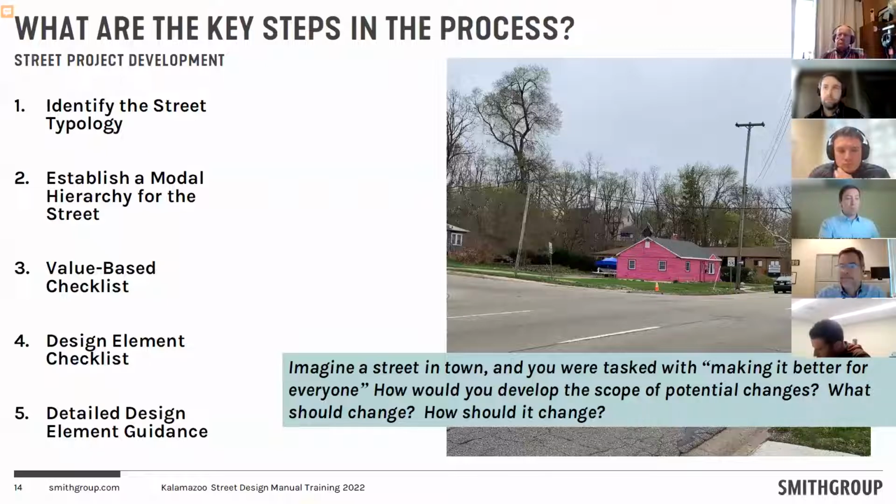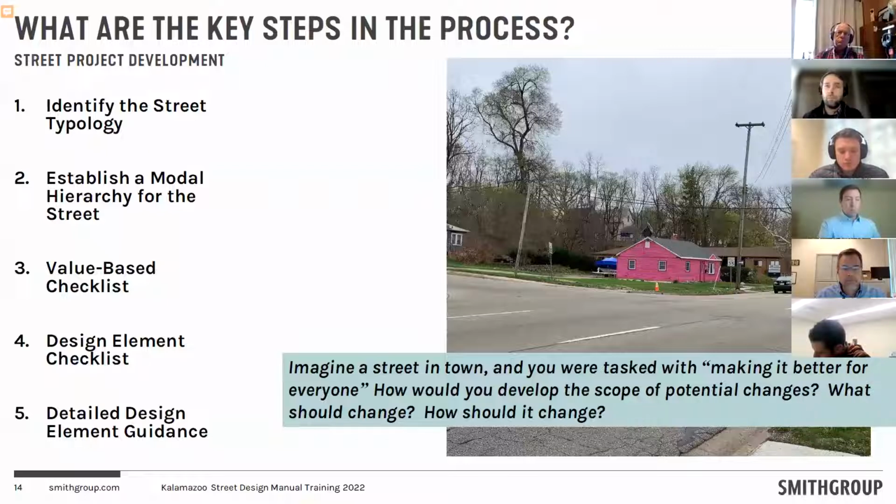Then there's the value-based checklist. Now, the value-based checklist is important for a number of reasons. We did not decide in this to dictate a modal hierarchy. Sometimes that's done, right? It's just like, it's going to be pedestrians first, it's going to be cyclists, it's going to be transit, whatever it might be. We wanted to give the flexibility of people looking at the existing conditions, the planned conditions, the specific wants and needs of the community, and determining that modal hierarchy.